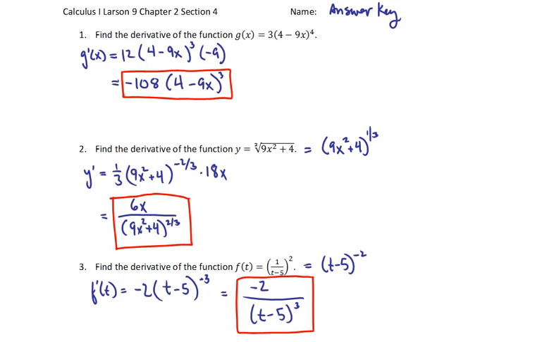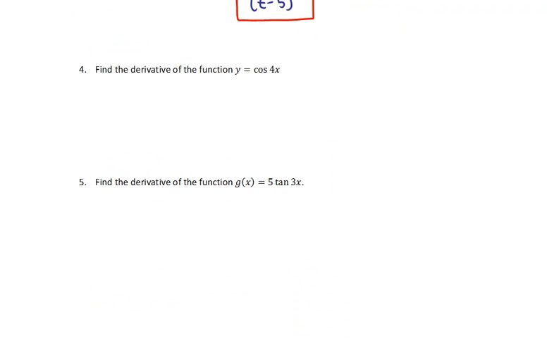For number 4, we're looking for the derivative of y equals cosine of 4x. So the outside function is cosine, and the derivative of cosine is negative sine. We'll leave the inside alone, times the derivative of the inside, which is 4. With a rewrite, we get negative 4 times sine of 4x.